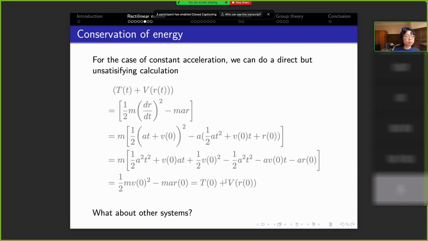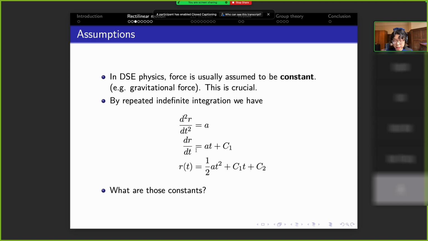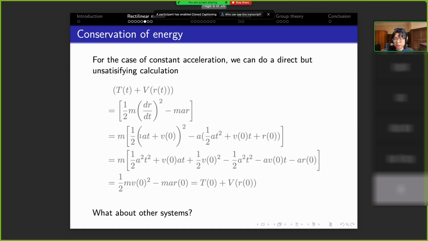This is actually a terrible proof, but this is the most direct proof that you can possibly come up with. The only thing we're doing is that we want to understand the kinetic energy plus potential energy at some arbitrary time. We just expand the definition, and then we substitute in the formula for r and dr/dt that we've got. Because in here we've deduced that dr/dt is going to be at plus initial velocity, and there's also a formula for r(t). We just substitute these formulas into dr/dt and r, and then we do a lot of algebra.